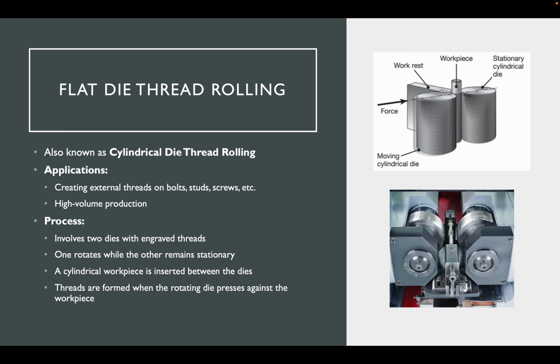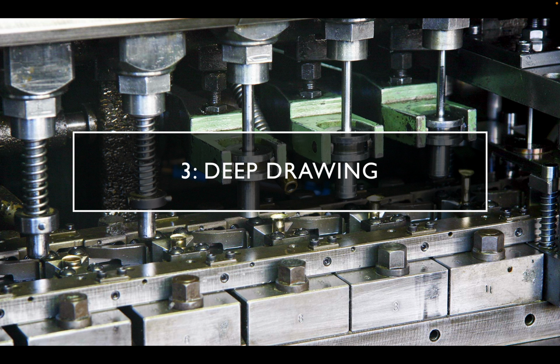So the flat die thread rolling process, also known as cylindrical die thread rolling, is used to create external threads on bolts, studs, and screws, and has a high volume production. The process involves two dies with engraved threads. One remains stationary and one rotates, and a cylindrical workpiece is then inserted between the two dies. The threads are then formed when the rotating die presses against the workpiece.